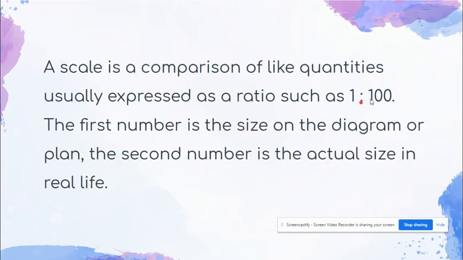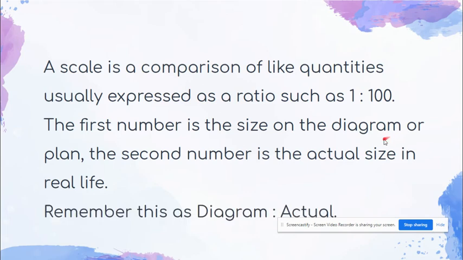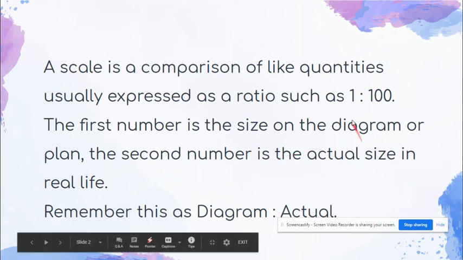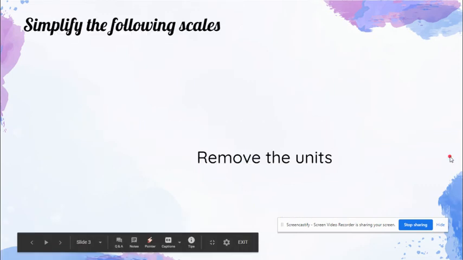The first number, say that 1, is the size in the diagram or the plan, and the second number is the actual size. So always remember that. The first one's the diagram, the second one is the actual size. So remember, diagram versus actual. So D versus A, okay? DA, diagram, actual.